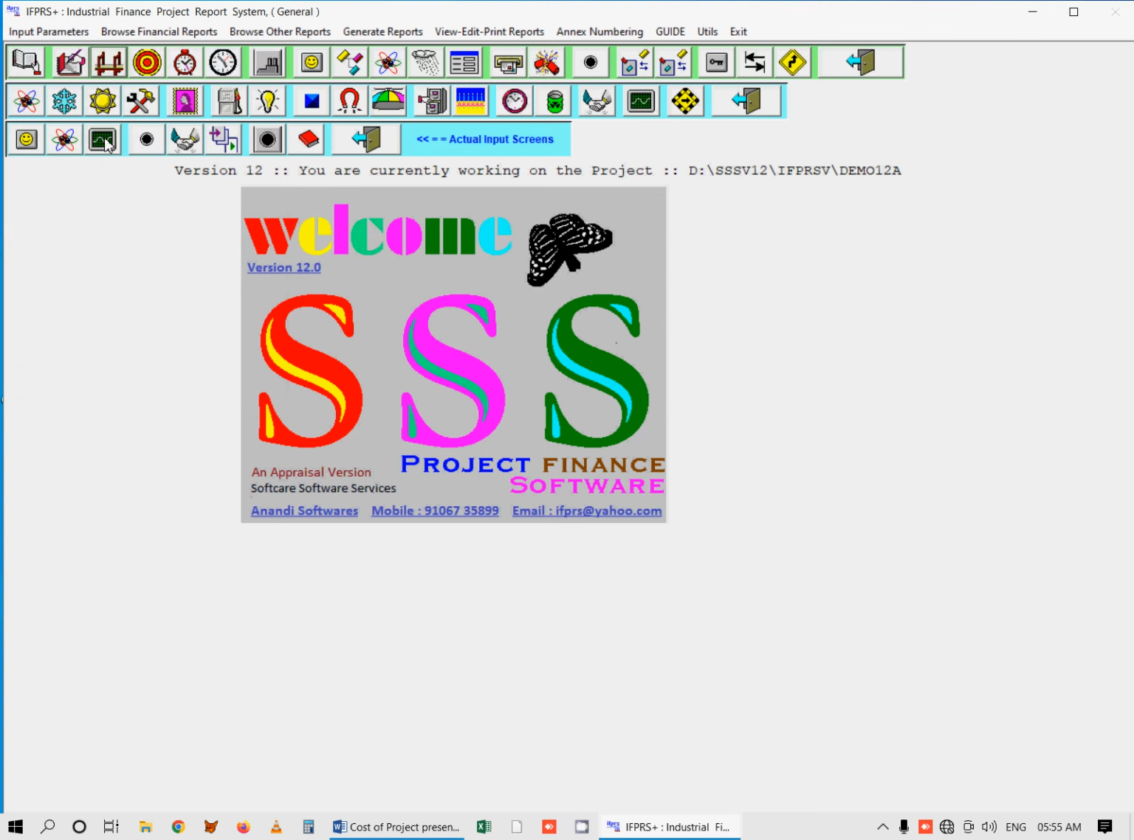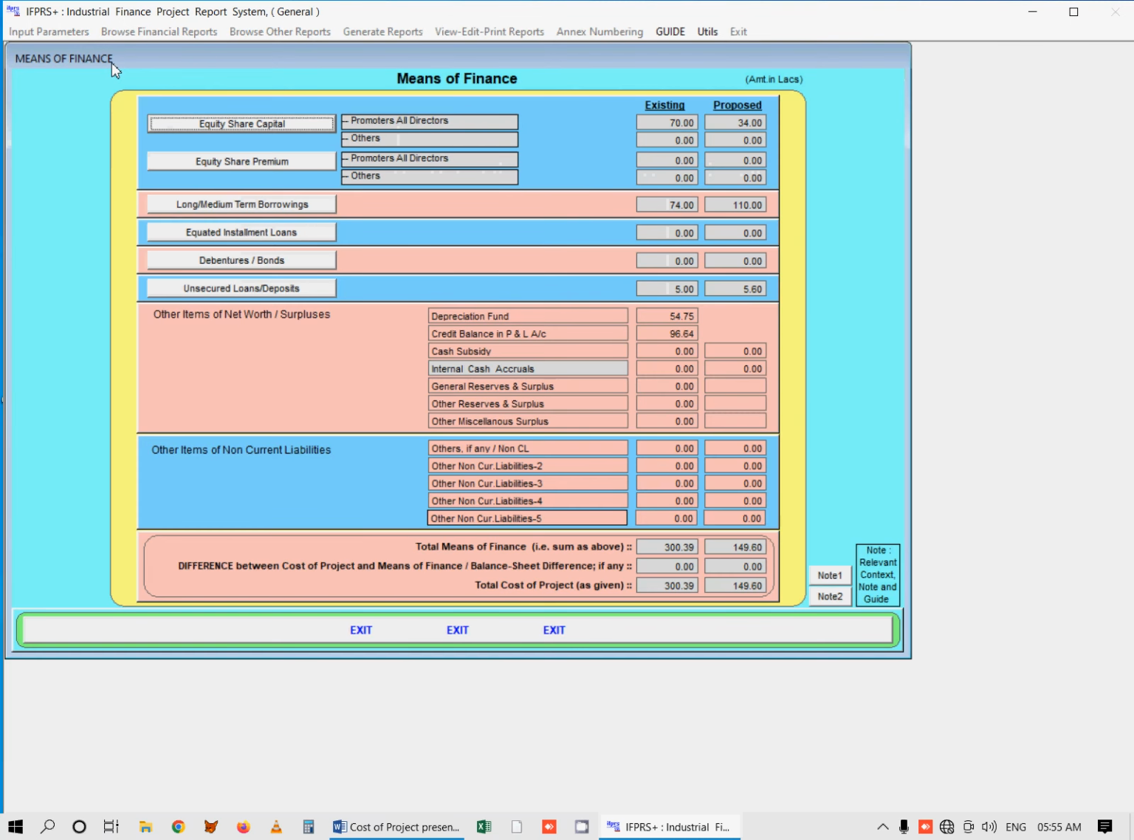We shall initially get into this first main screen of means of finance. Means of finance is divided into 3 main portions. First, different types of borrowings. Second, equity and capital contribution from promoters, that is, shareholding pattern and stake structure status. And third, miscellaneous and residual items of means of finance.